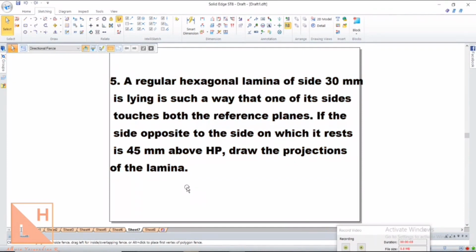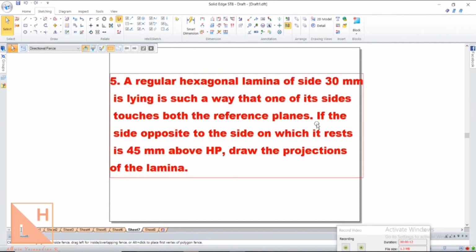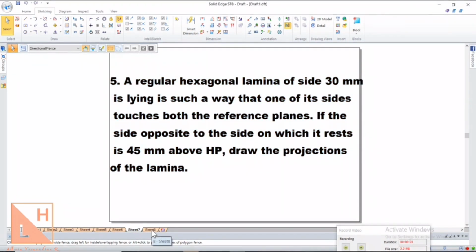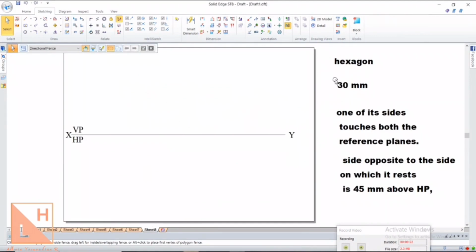So this is another hexagon problem which has a side of 30 mm and it is lying in such a way that one of its sides touches both the reference planes. The side opposite to the side on which it rests is 45 mm above HP. Let us draw the projections for these conditions. I have listed down the data, whatever we read just now in the question. So the first thing is we need to draw a hexagon of 30 mm side. But in the first position, the question you need to ask is where to draw the plane figure, whether on VP or on HP.